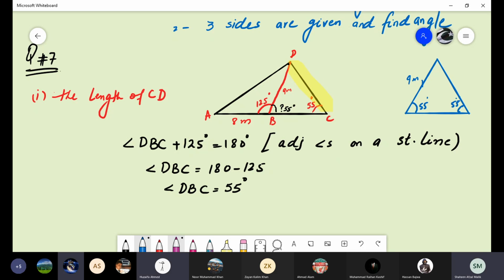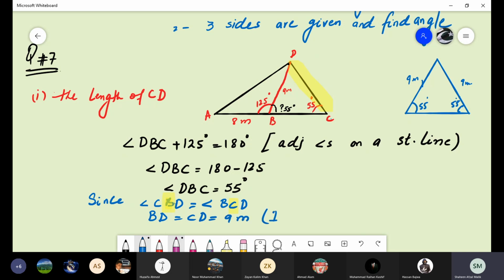Any idea? 9 meter. Very good. So how will we write that? We can write it here: since angle CBD is equal to angle BCD, meaning the angle at point B and the angle at point C are exactly equal, we can write that BD is equal to CD, and thus they are equal to 9 meter.